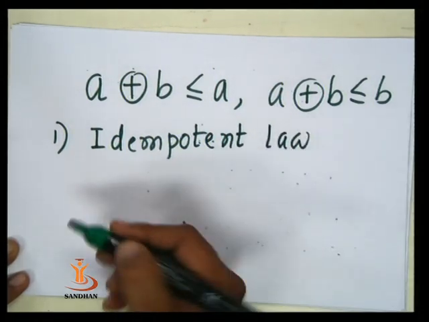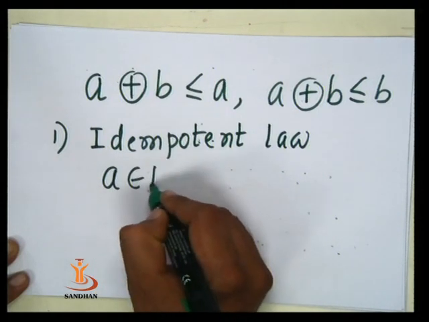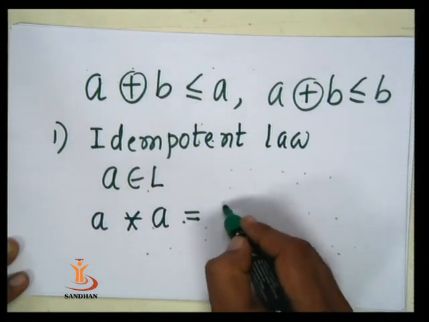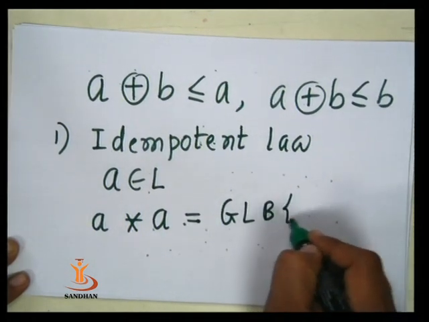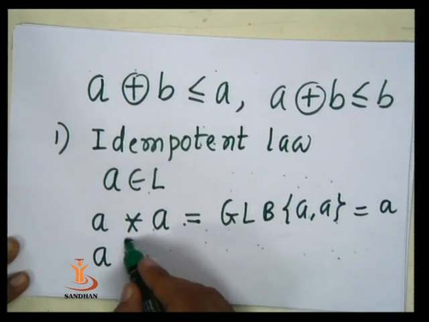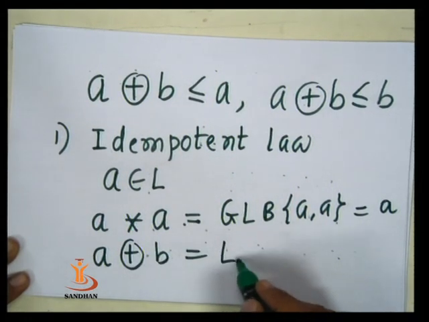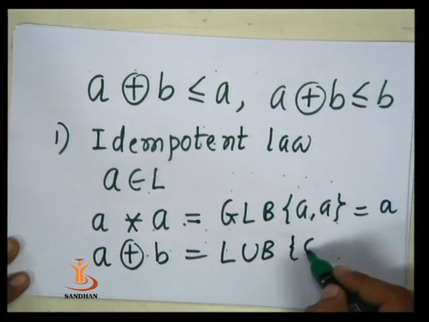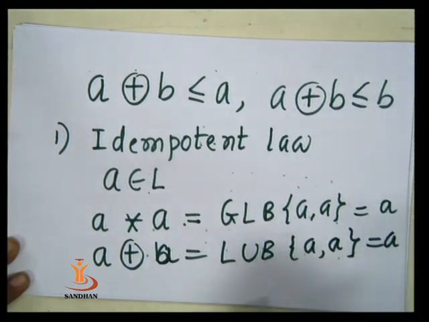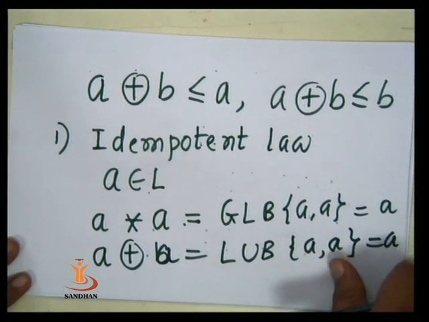Idempotent law. Let's consider A from L. A is any member of L. Now what do you mean by A star A? A star A means the greatest lower bound of A and A. Obviously A and A is a single member in a set, so the greatest lower bound is definitely A. In a similar fashion, the ring sum of A and A means the least upper bound of A and A, so that it is also A. So it is very clear by the definition.